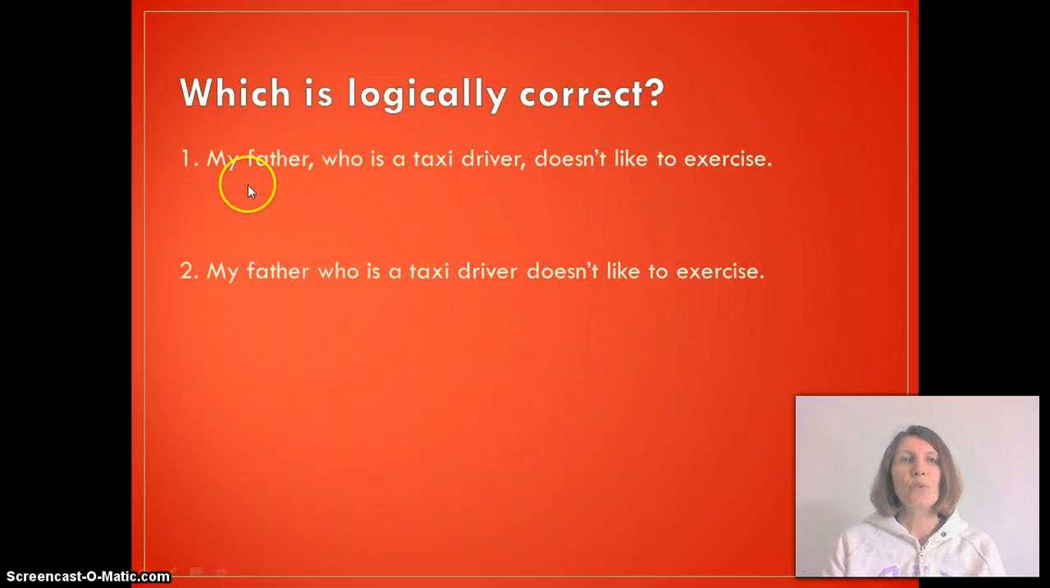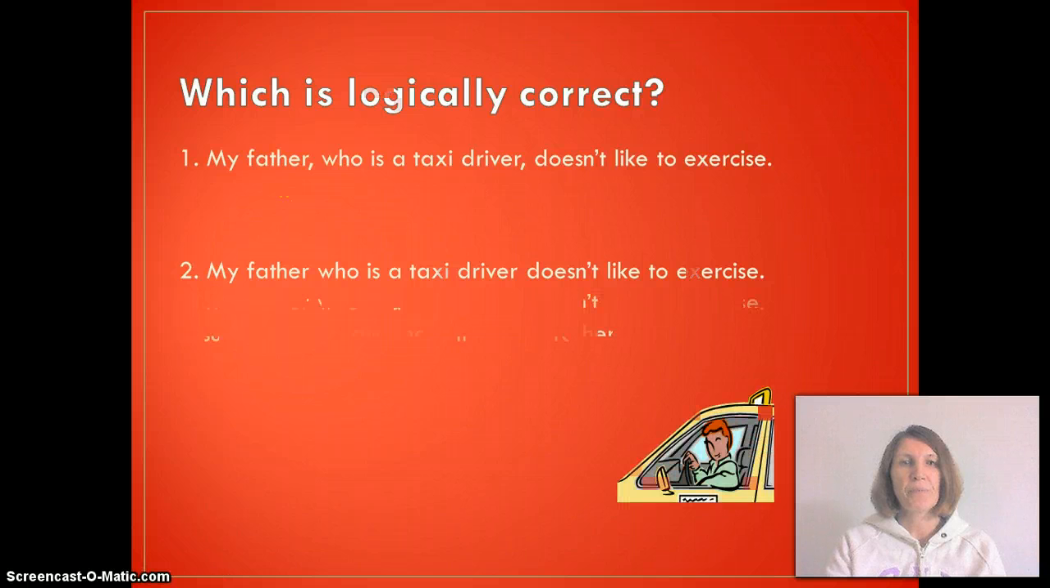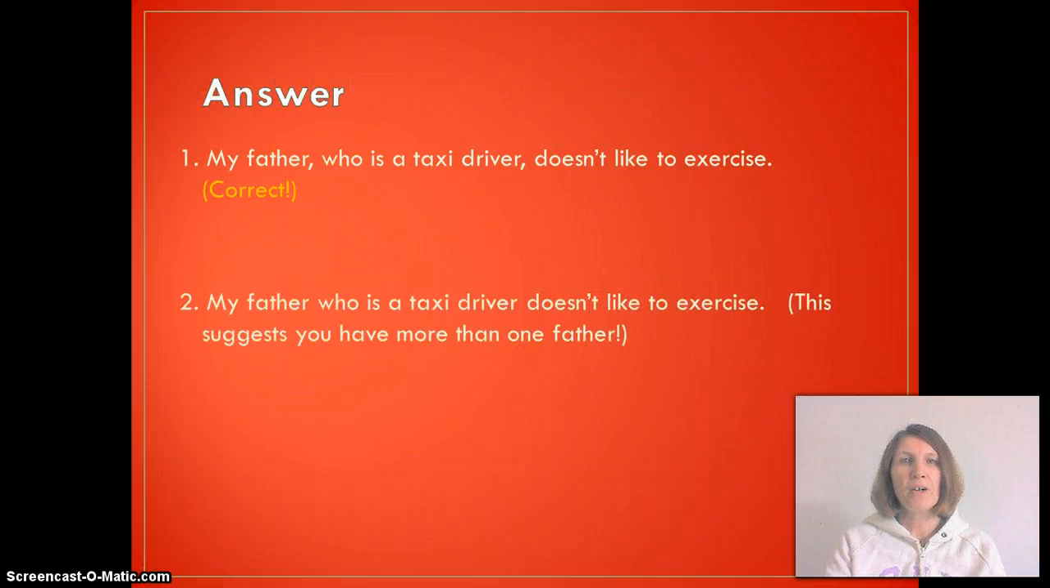Which one is logically correct? My father who is a taxi driver doesn't like to exercise. Or my father, who is a taxi driver, doesn't like to exercise. Do you think the clause is necessary or not necessary? My father, who is a taxi driver, doesn't like to exercise. That's right. It's a non-restrictive clause because we don't need this part. It makes sense without it.